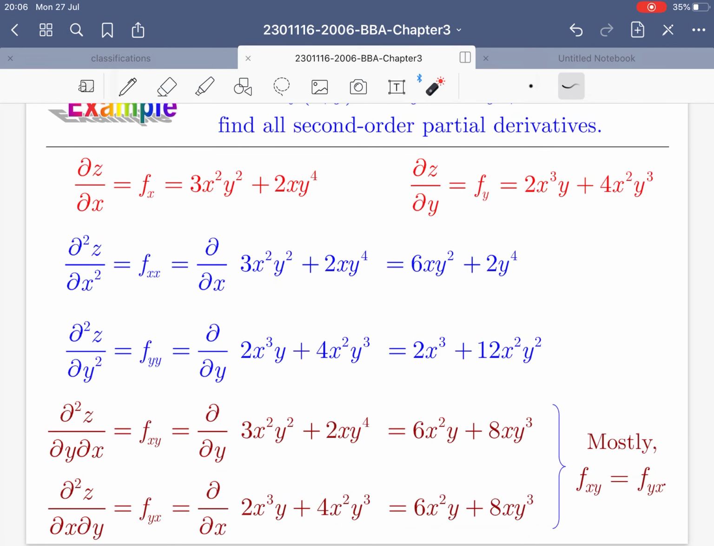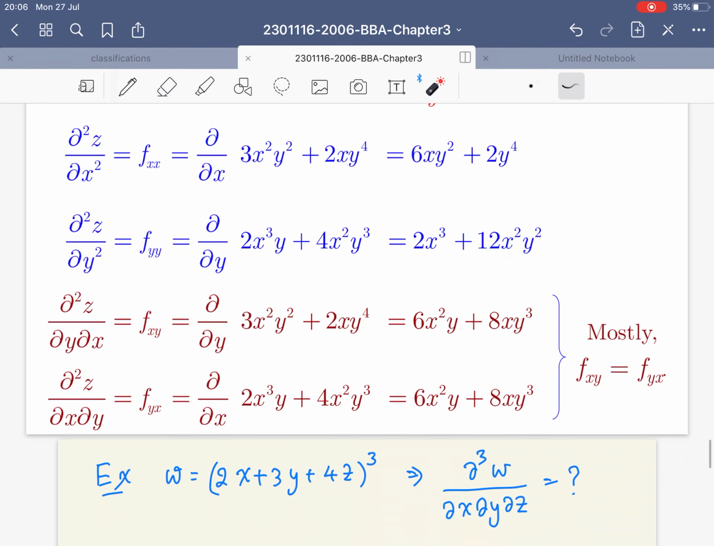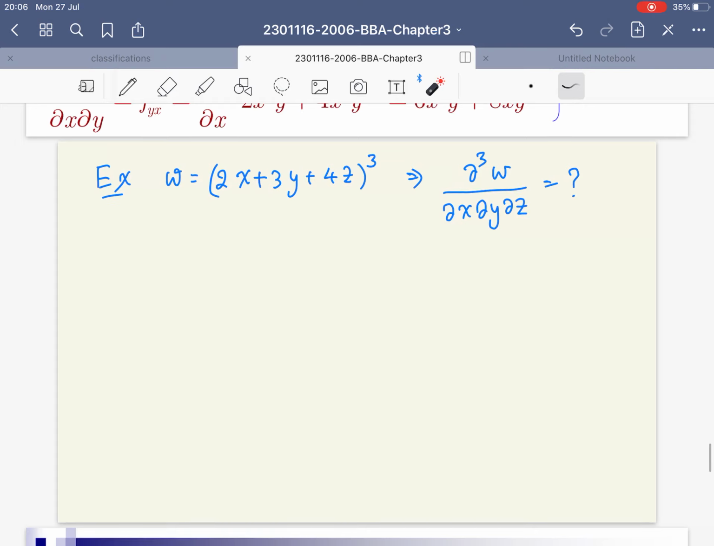Again, here is the typing version of that problem. How about this one? If you need to find the third order derivative with respect to x, y, z. So if we write this way, which one do we do first? Here we do the z first, followed by the x, followed by the y, and followed by the x.